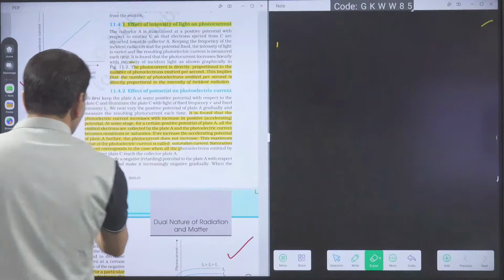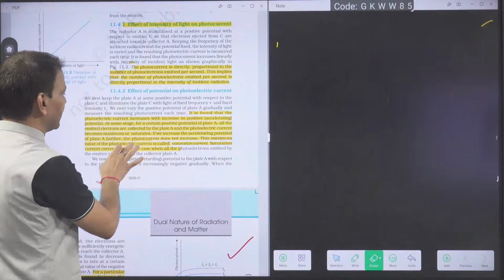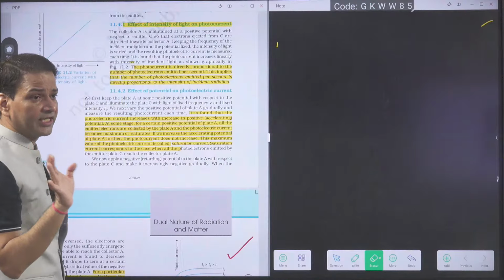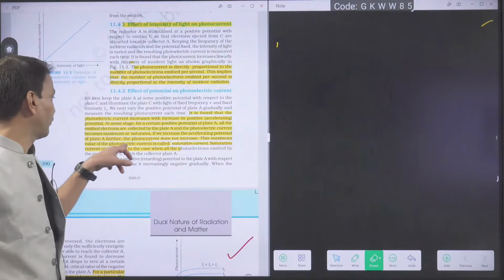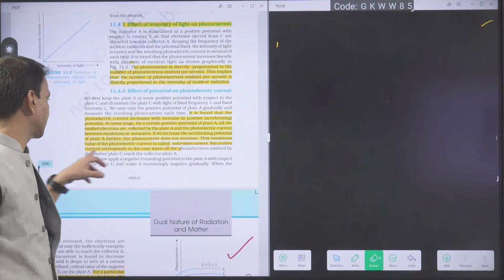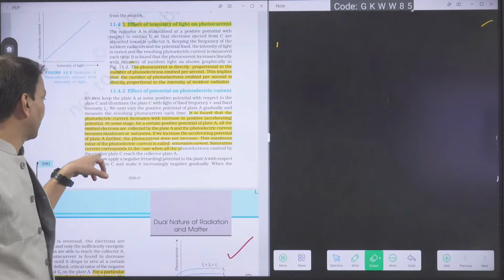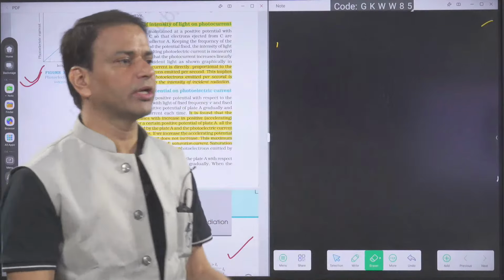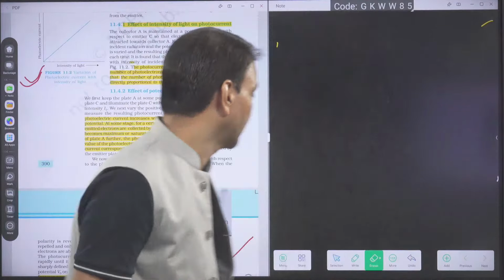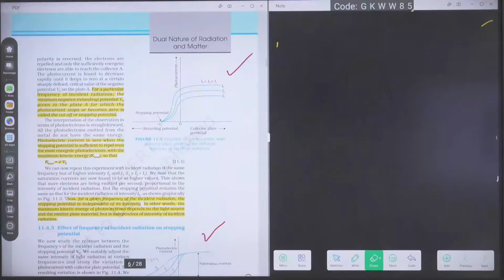Okay, so here the saturation current does not increase on increasing the potential when we are not changing the intensity. The maximum value of the photoelectric current is called saturation current. Saturation current corresponds to the case when all the photoelectrons emitted by the emitter plate C reach the collector plate A. All the electrons ejected are reaching the collector, current becomes constant. Okay, so this is the graph. It is showing the saturation current.